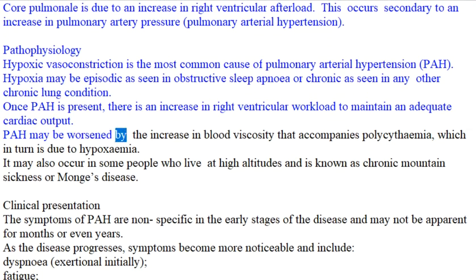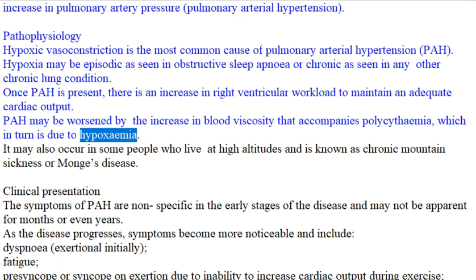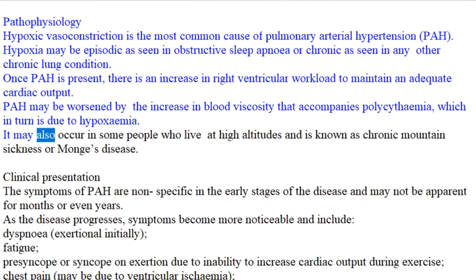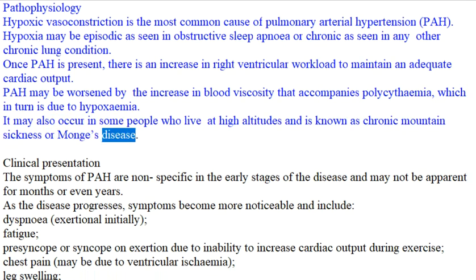PAH may be worsened by the increase in blood viscosity that accompanies polycythemia, which in turn is due to hypoxemia. It may also occur in some people who live at high altitudes and is known as chronic mountain sickness or Monge's disease.